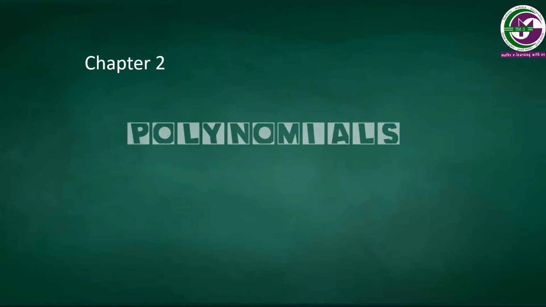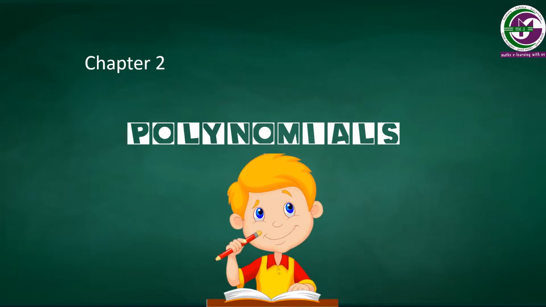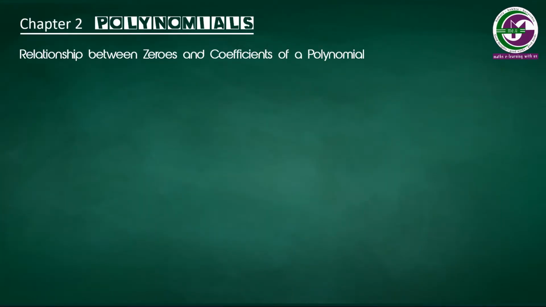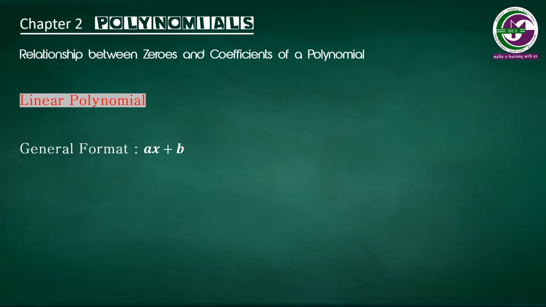In this session, we'll be discussing Chapter 2, Polynomials, the relationship between coefficients and zeros of a polynomial. In the last video, we studied the classification of polynomials based on the degree of the polynomial. When the degree of the polynomial is 1, the polynomial is named as linear polynomial. The general format of a linear polynomial is ax plus b.